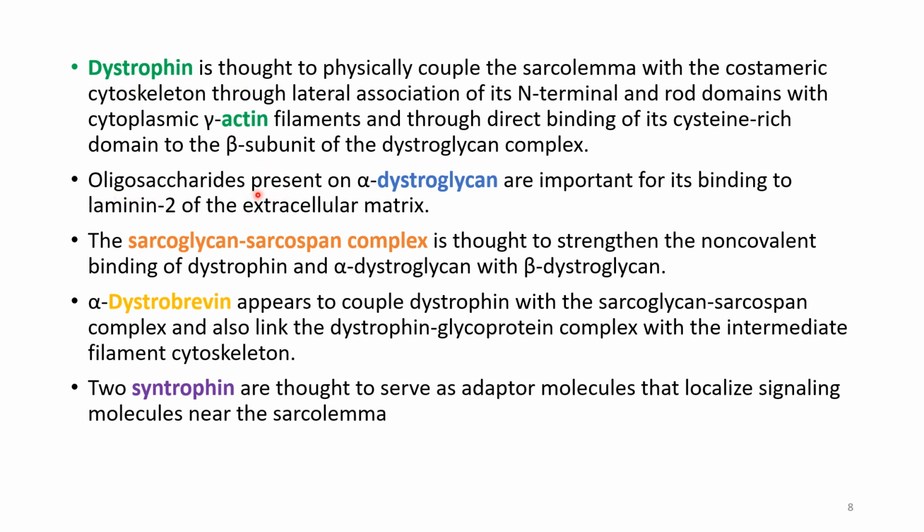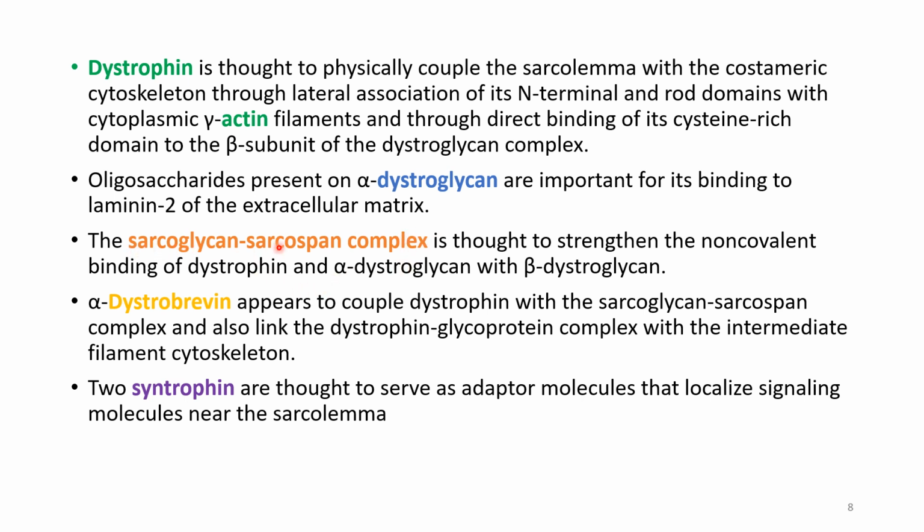Then oligosaccharides present on the alpha dystroglycan are important for its binding to laminin 2 of the extracellular matrix. Now this dystroglycan is connected to laminin 2, that is merosin, of the ECM, the extracellular matrix.